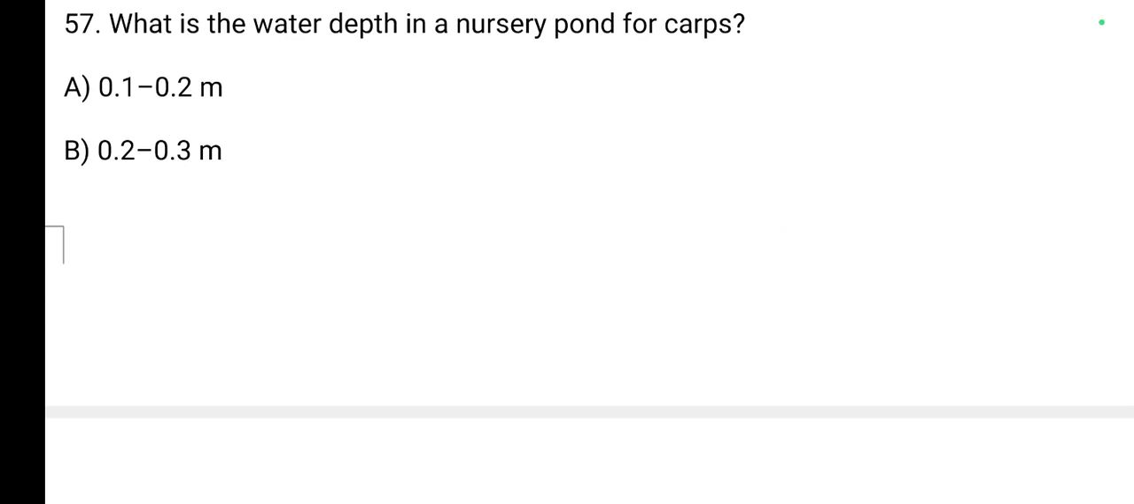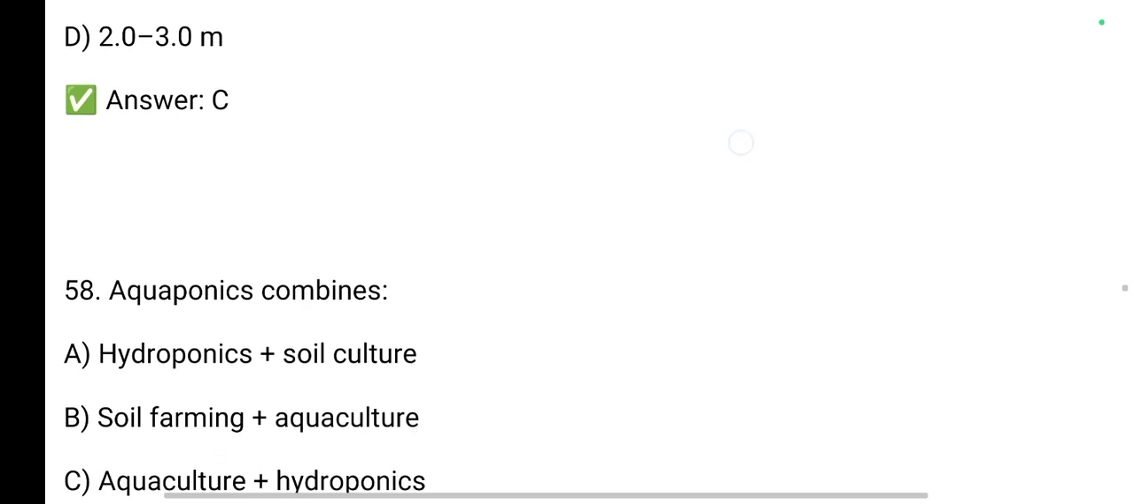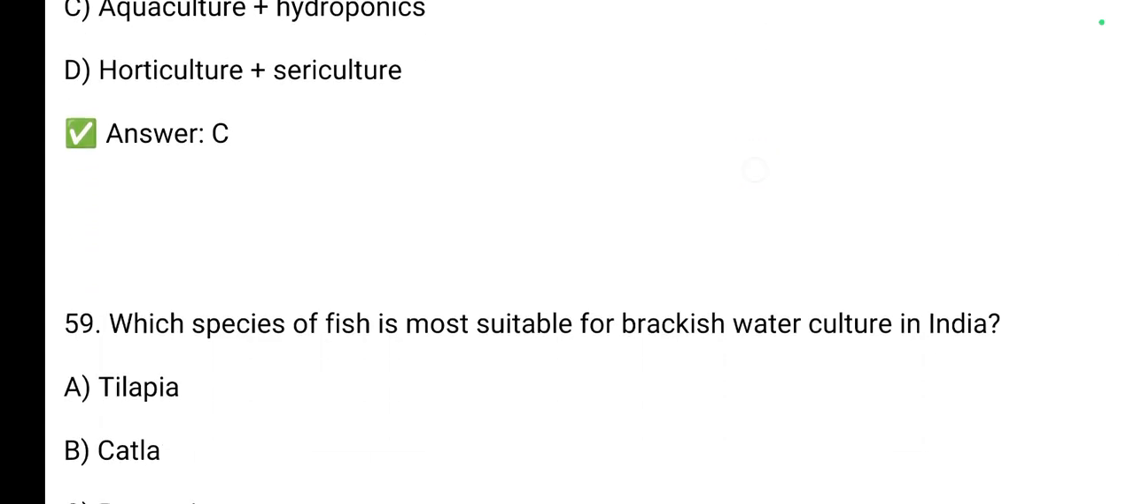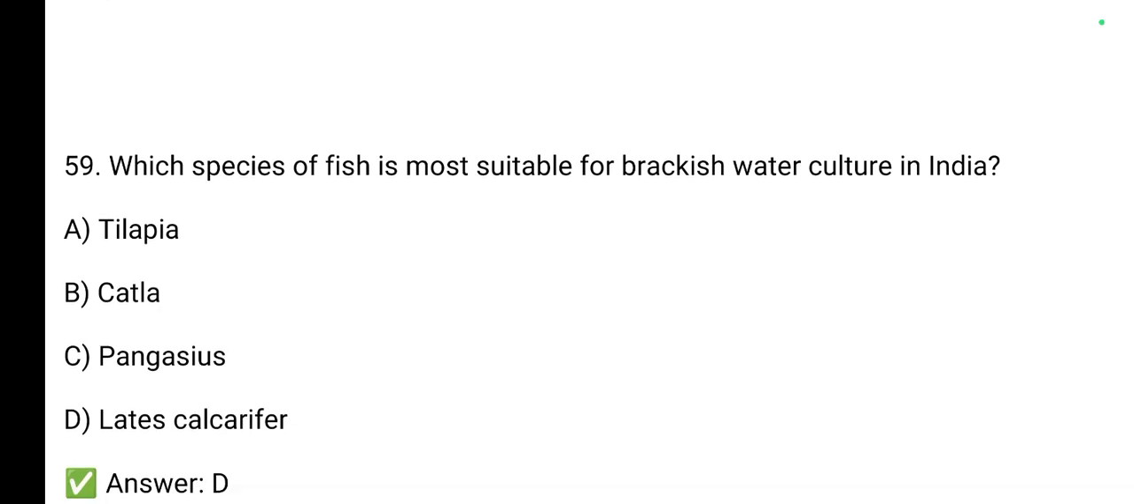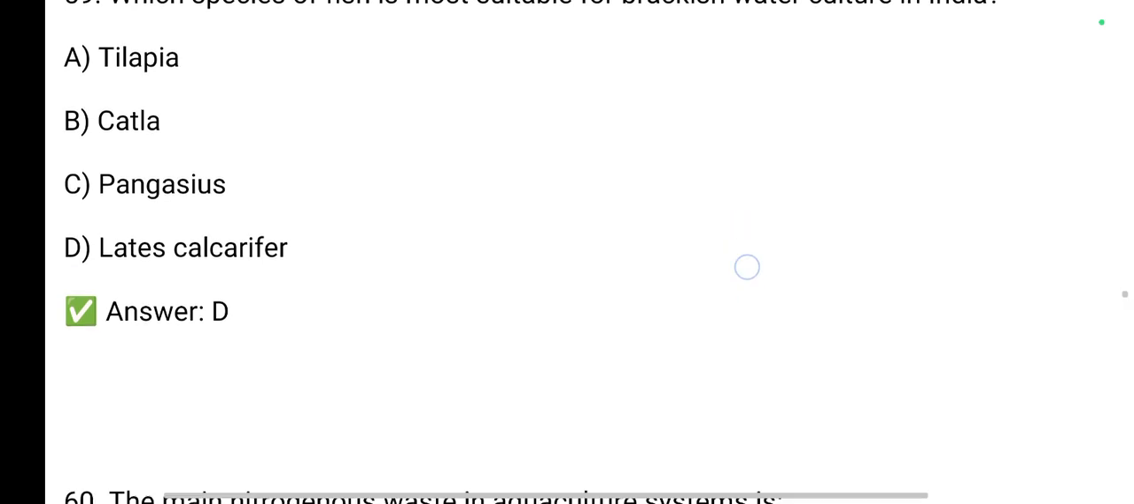What is the water depth in nursery pond for carps? So the answer will be 0.5 to 1 meter. Aquaponics combines aquaculture plus hydroponics. Which species of fish is most suitable for brackish water aquaculture in India? So it is Lates calcarifer.